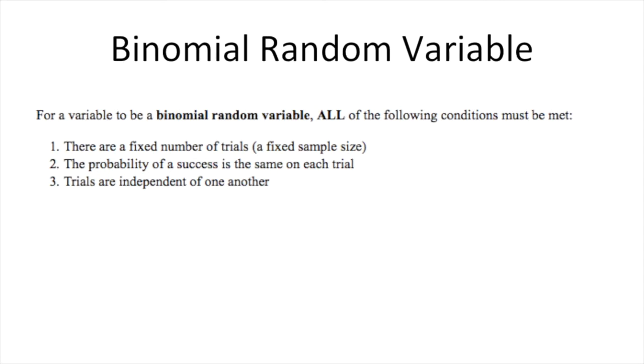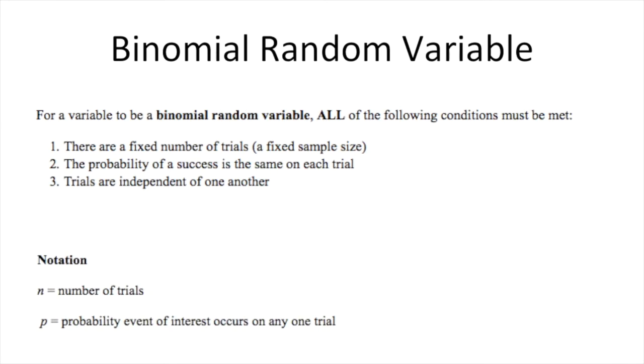There are a few examples of binomial random variables in your notes this week. In terms of the notation that we're going to be using, n equals the number of trials. The number of trials must be the same for every experiment. P equals the probability the event of interest occurs on any one trial. This probability must be the same across all trials.